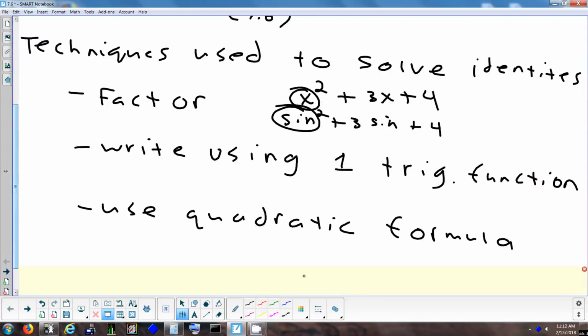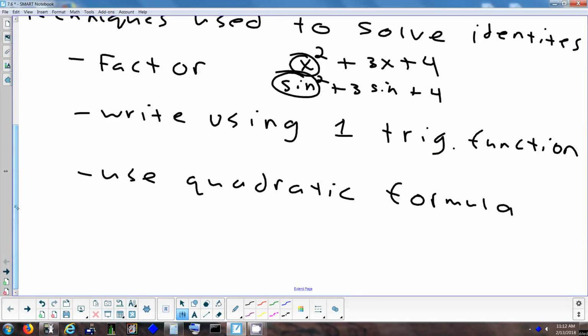Another approach we use to solving trig equations is quadratic formula. Exactly the same quadratic formula you know. So quadratic formula, you use that when you can't factor. Or some people use it even when they can. But usually you use it when you can't.